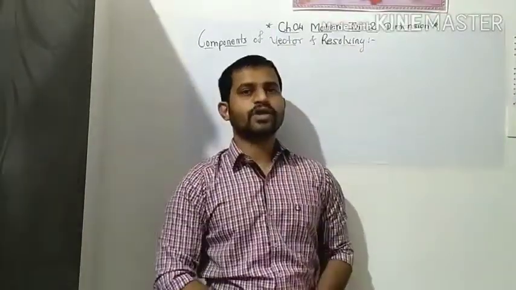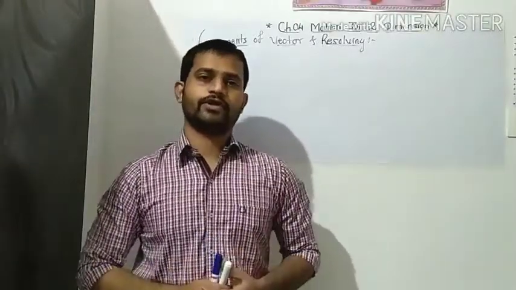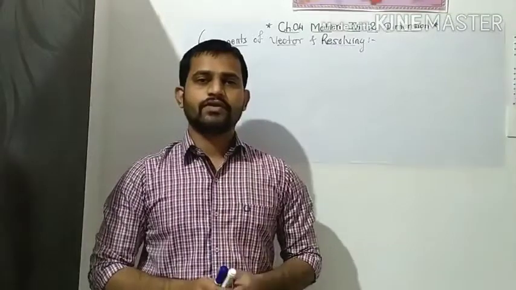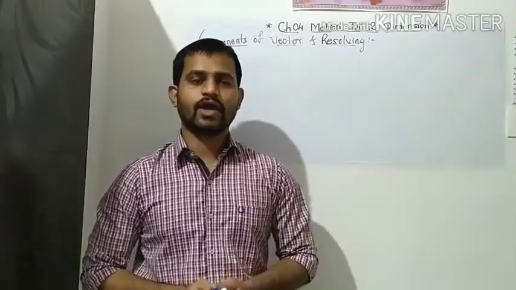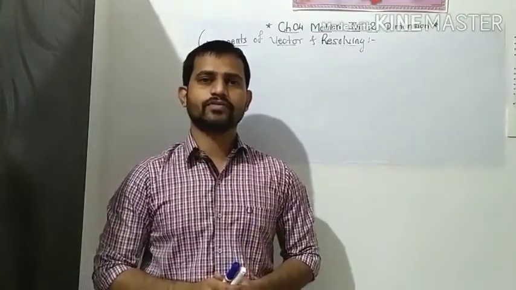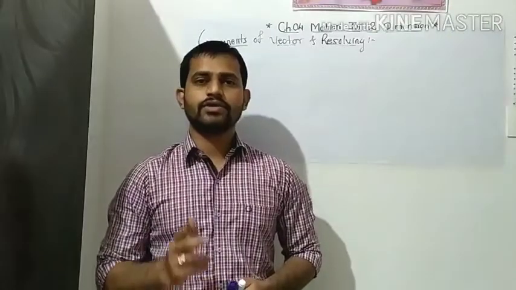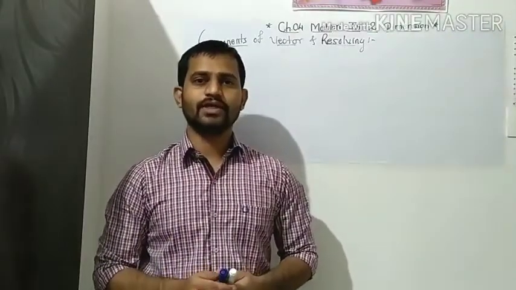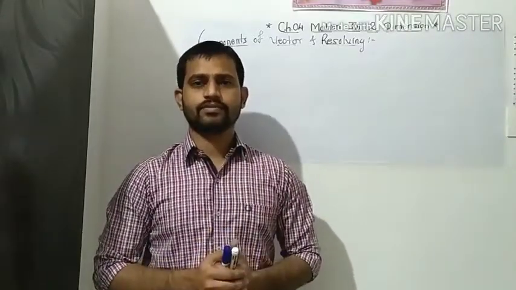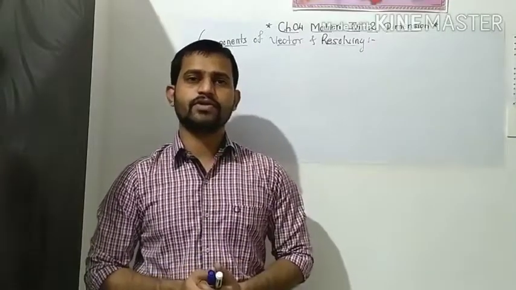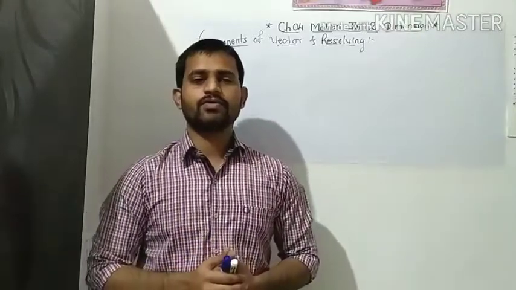Suppose we have one object, and that object is under the effect of only one vector. Can that vector have two components? If we have one vector, can it have its two components? Yes, it is possible.